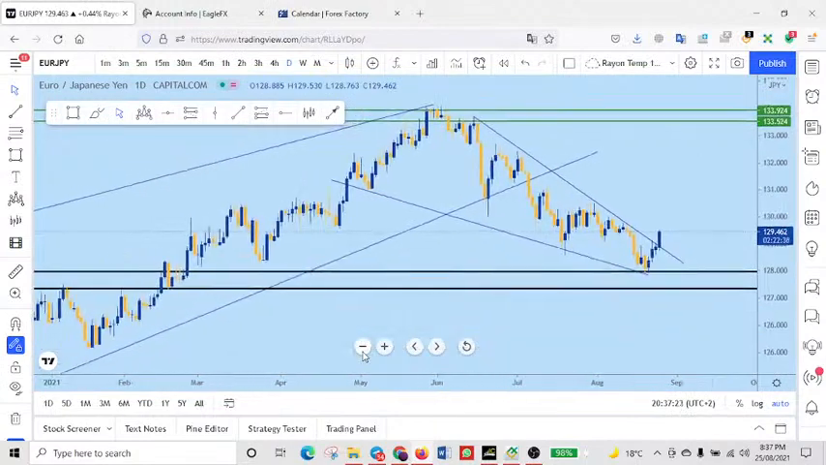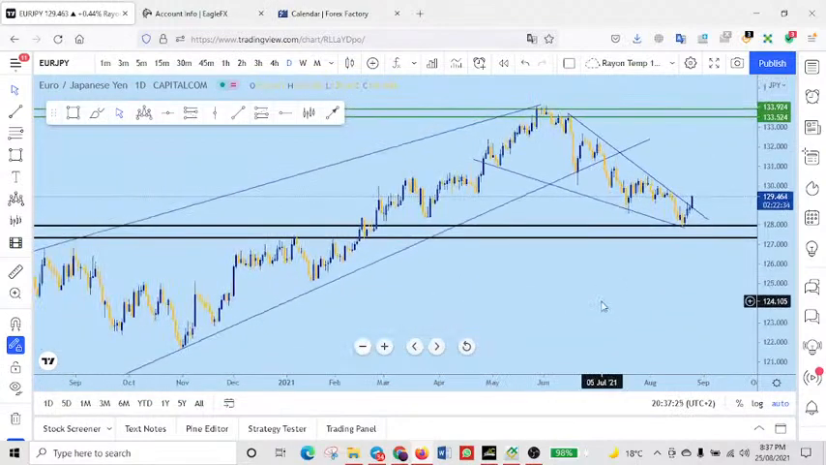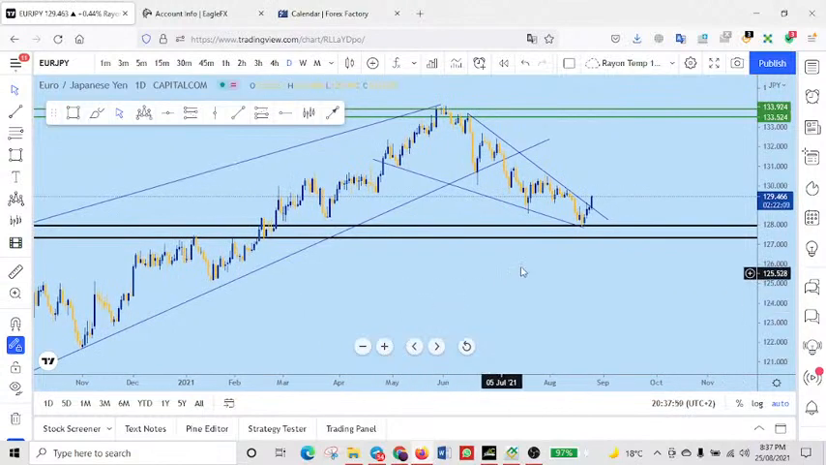Okay, now looking at this chart, where do you think price is going next? Just looking at this chart right here, we see that price rejected here. Price is pushing up. It has broken out from this trend line. So where is the next key level that we should be focused on?